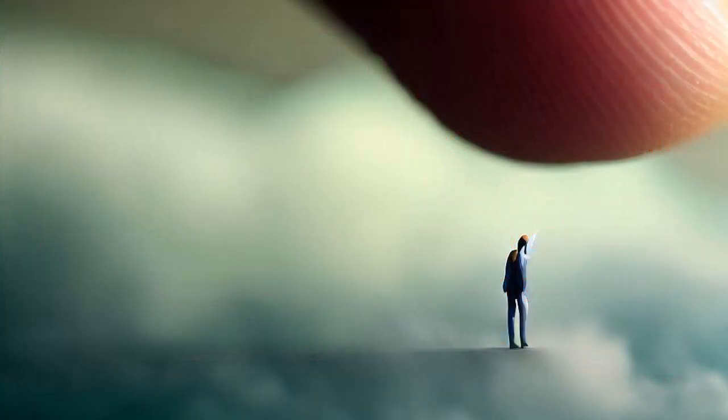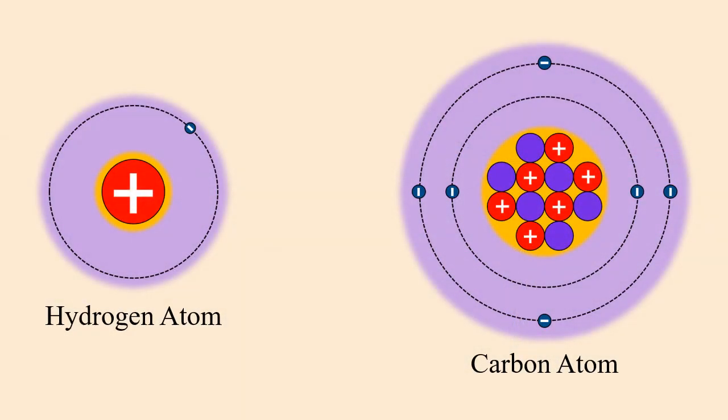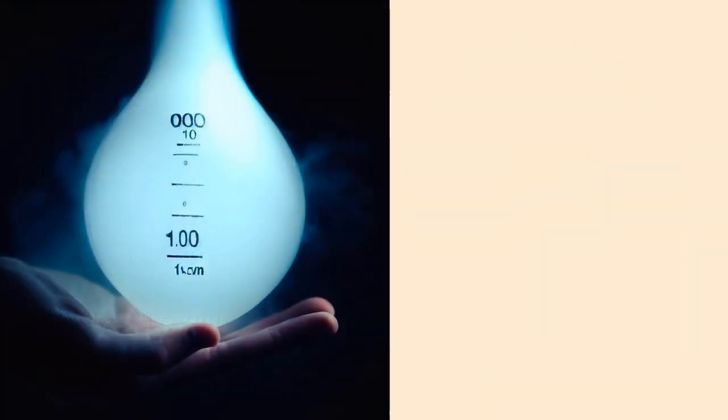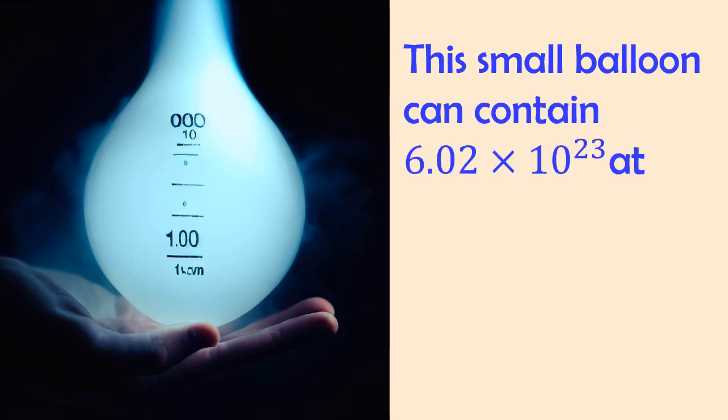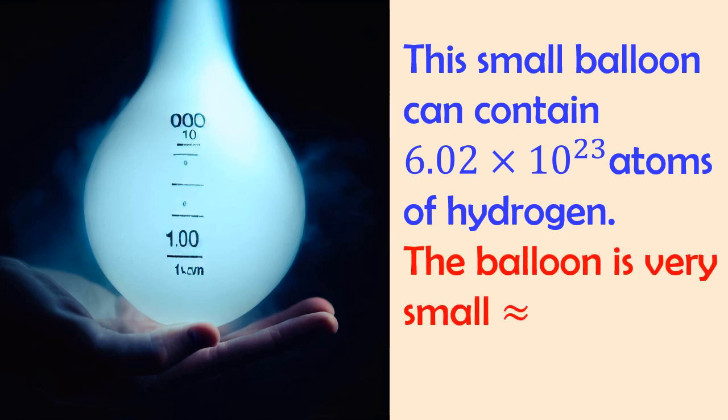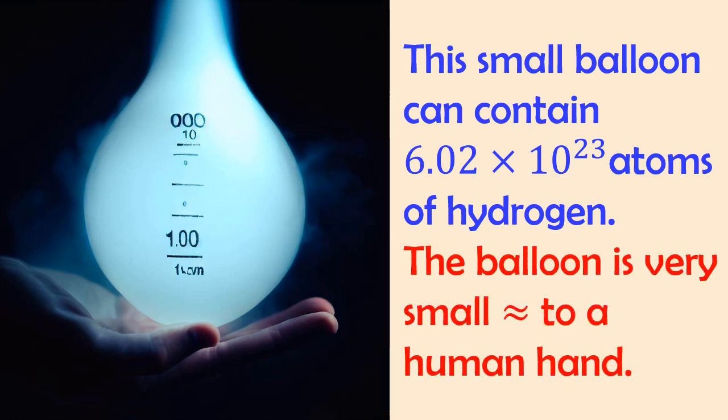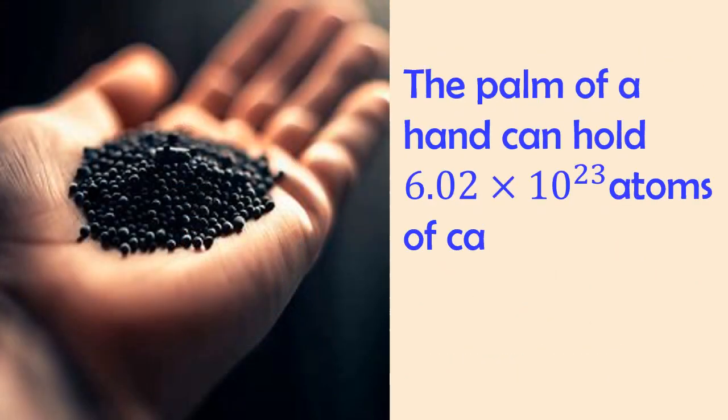Now let's have an idea that how small atoms are. There are two atoms on the screen. One is of hydrogen element and the other is of carbon element. This small balloon can contain 6.02 into 10 raised to the power of 23 atoms of hydrogen. The balloon is very small, approximately equal to a human hand. The palm of a hand can hold 6.02 into 10 raised to the power of 23 atoms of carbon.